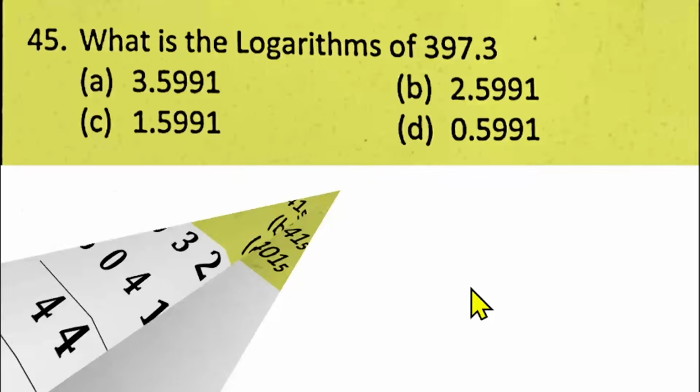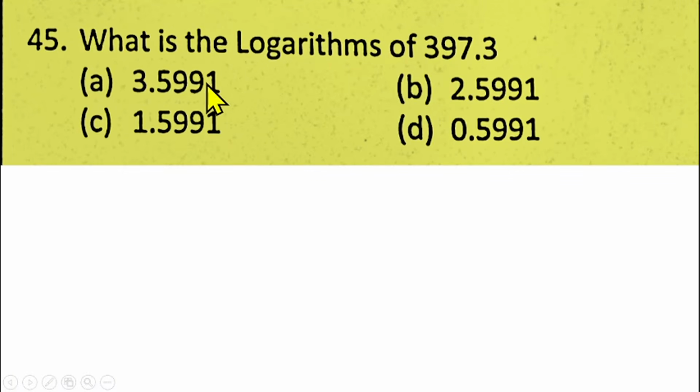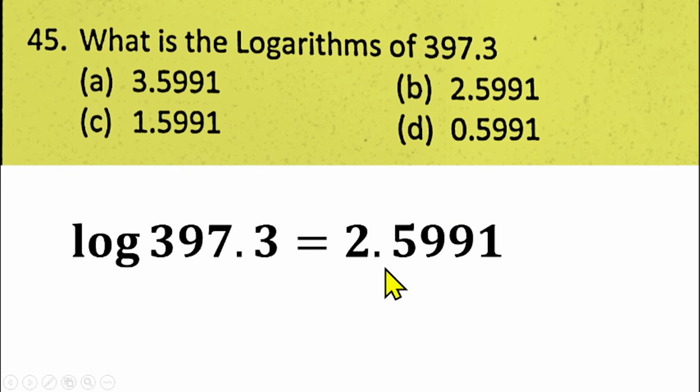Question number 45 is from logarithm. What is the logarithm of 397.3? So all you need to do is to take your logarithm table. You need to find the characteristic of this number first. So the characteristic of this number is 2. Then point, you now check the mantissa from your 4-figure table by checking 39 under 7 difference 3, and that should give us 2.5991, which is option B.